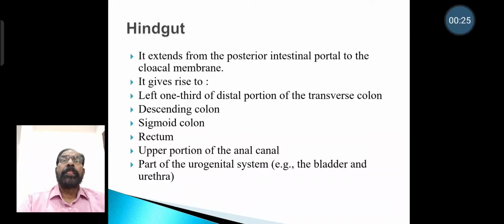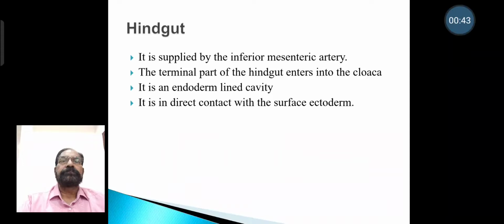It gives rise to left 1/3 of distal portion of transverse colon, descending colon, sigmoid colon, rectum, upper portion of anal canal, and part of urogenital system, that is bladder and urethra. It is supplied by inferior mesenteric artery.